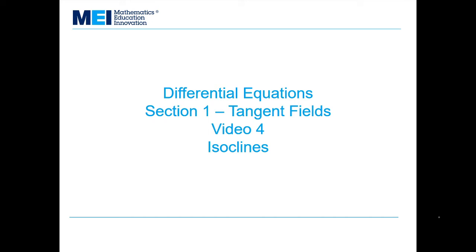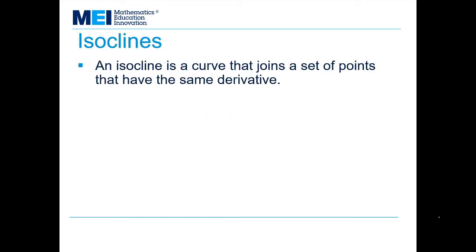Differential Equations Section 1: Tangent Fields. Video 4: Isoclines. An isocline is a curve that joins a set of points that have the same derivative. You might think of them a bit like contour lines on a map.